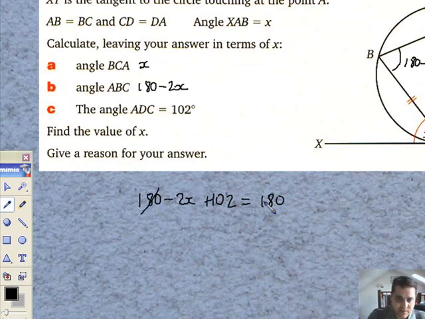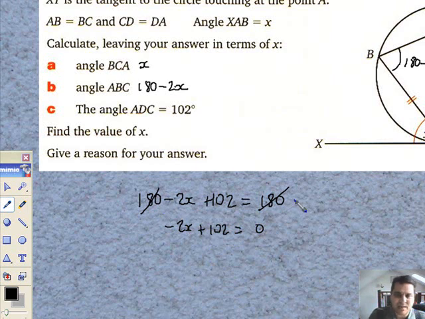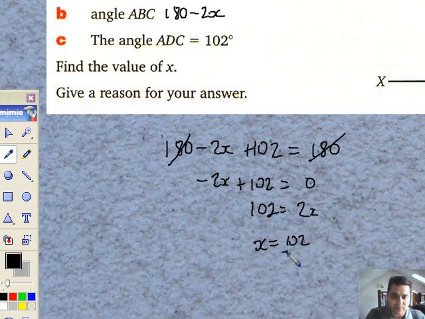Lovely. So straight away cancel the 180s. I'm left with minus 2x plus 102 equals nothing at all. A bit like taking the 180 over there and subtracting, but I just subtracted it in my brain and eliminated my 180s. Take away the minus 2x next door. 102 equals 2x. So a single x is going to be 102 divided by 2. So x is 51 degrees.